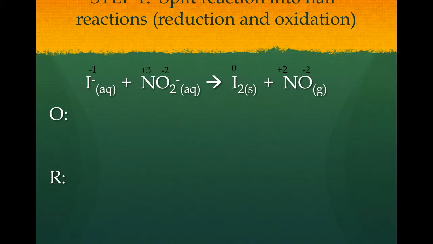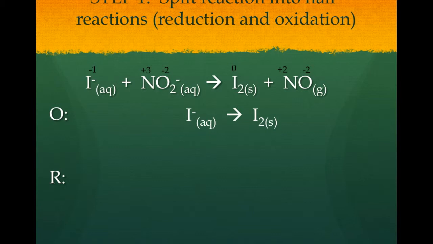All right, examine the oxidation states and whisper to your neighbor again which element was oxidized. Which element was oxidized and how do you know? Hopefully you recognize that iodine went from a -1 up to 0, which is an oxidation. So our oxidation half reaction becomes iodide reacting to form iodine.